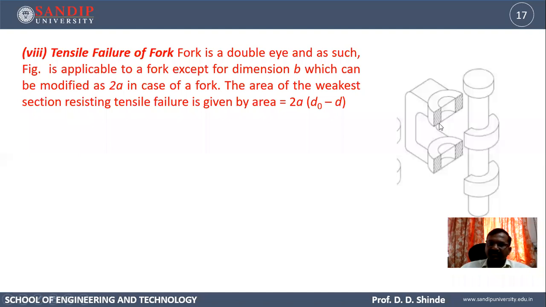So tensile failure of the fork, we assume that the fork is weaker and pin is strong. So instead of shearing of the pin, the fork portion will fail in tension. So this is the cross sectional area which you can see, that will be outer diameter minus inner diameter into A, and this is 2 times. So DO minus D into 2A. This will be the area of tensile failure. So sigma T will be P upon 2A DO minus D.